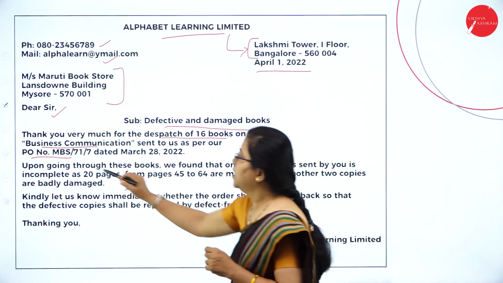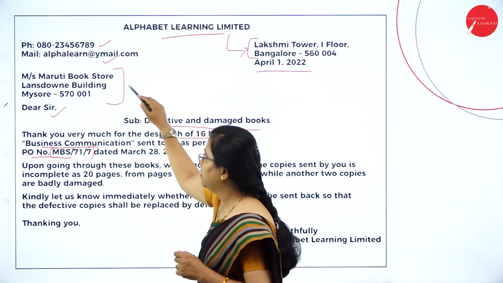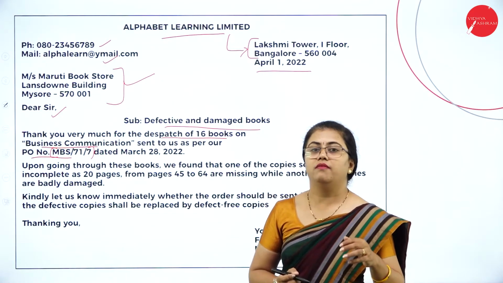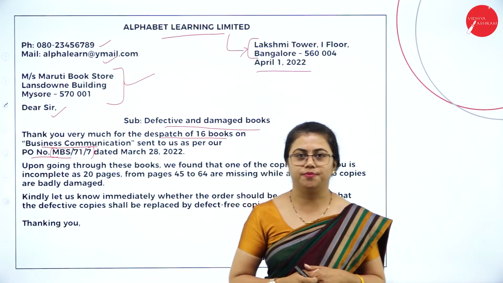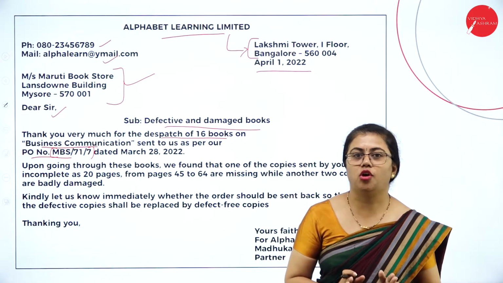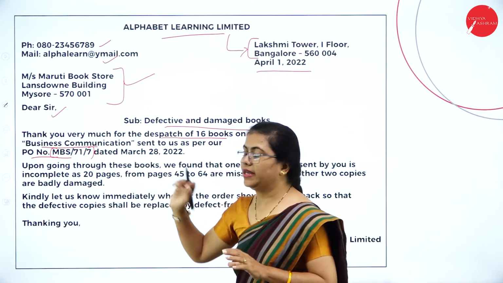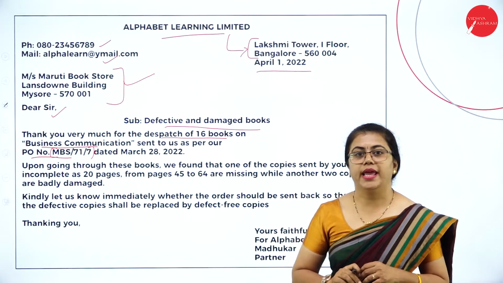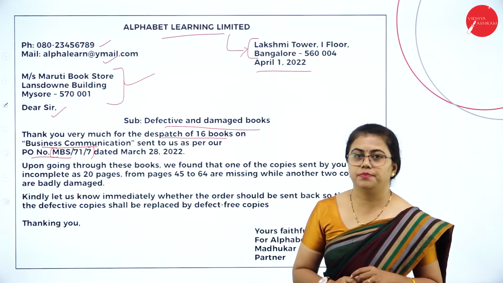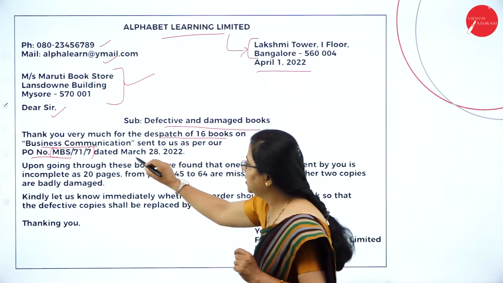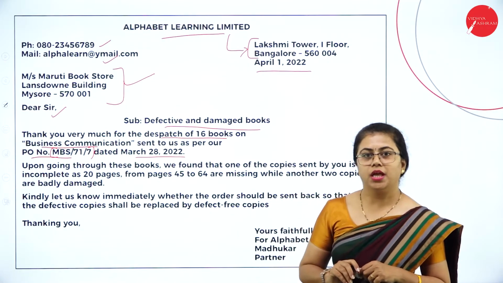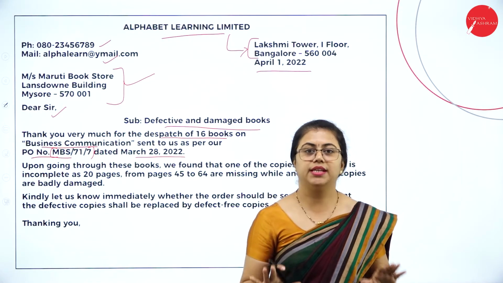So this number, MBC 717, will be given by Maruti Bookstore whenever this person has placed an order. So this is the purchase order number. So here you are drawing Maruti Bookstore's attention towards the order number MBC 717. And also you are mentioning the date of order. So here that person is very clear.